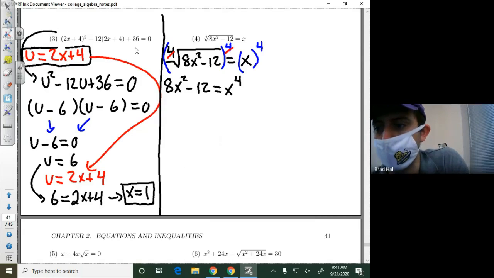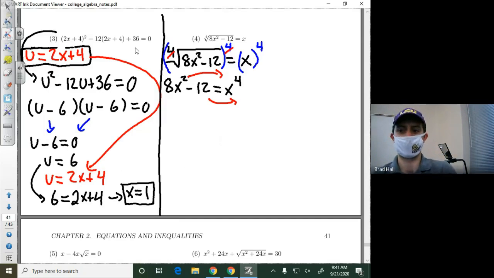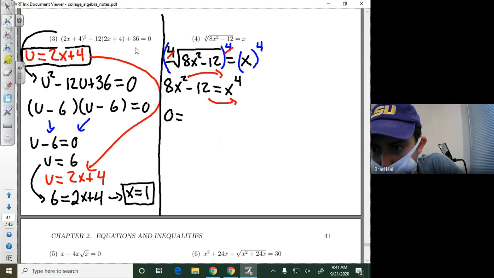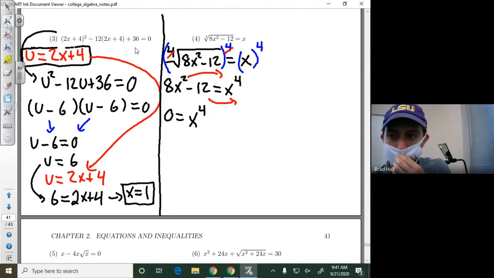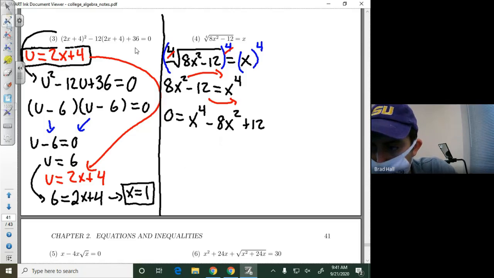So I'm going to move the terms over this way. I'm moving them to the other side, just so I can set this equal to 0, like I am now. So we have x to the fourth. 8x squared is now moved over, so now it's minus 8x squared. And then negative 12, we move that over, so now it's plus 12. And I want this in descending order as well, yes?